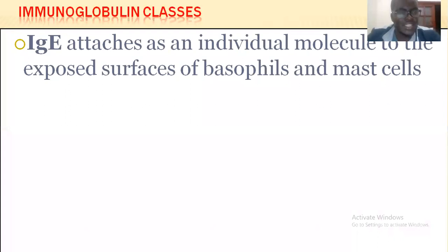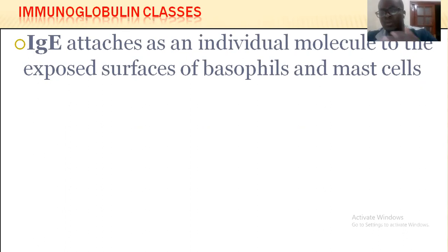Okay, so it proceeds. And then we have IgE. The IgE attaches as an individual molecule to the exposed surface of basophils and mast cells. So the IgE is involved in allergic reaction and also parasitic infections. So this IgE is able to bind the basophils. So as the basophils are moving, they can move with the IgE bound to them. Not that they are the ones producing the IgE, but the IgE has a binding site that can bind the basophils and mast cells.